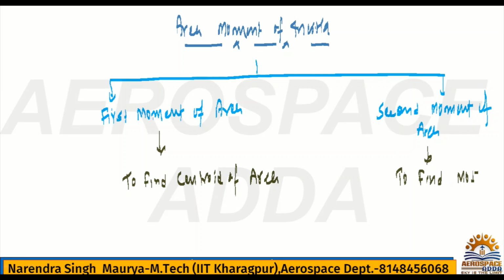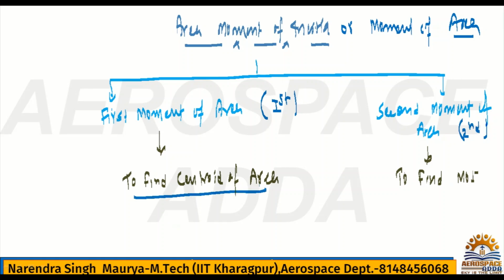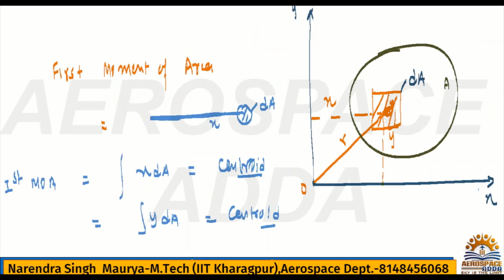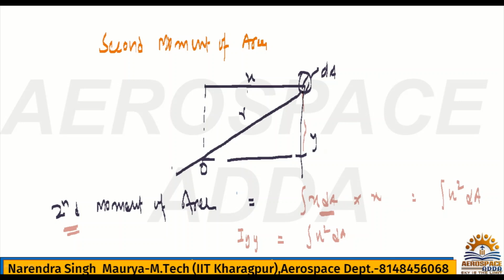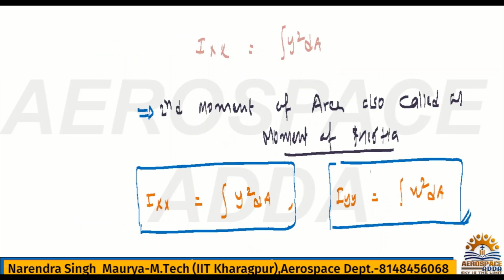Area moment of inertia, or it is also called moment of area. Basically we have two types. One is first moment of area, another is second moment of area. First moment of area is used to calculate the centroid of area, and second moment of area is used to calculate moment of inertia. So always remember, second moment of area is always called the moment of inertia.